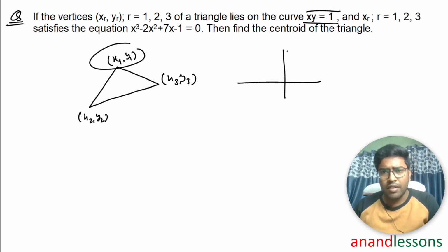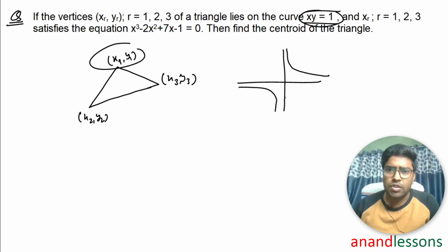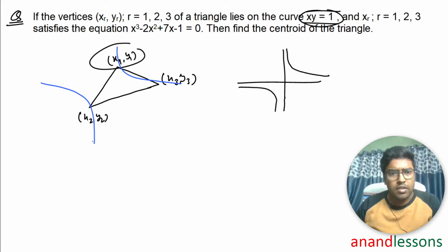But let's see what the curve xy equals 1 means. So this will be like this. I'm again saying the curve doesn't mean anything to this question. Only the concept is important, that this equation will satisfy these points. So suppose this is the curve, and these points lie on this curve.